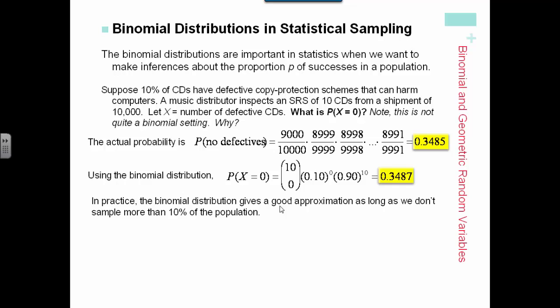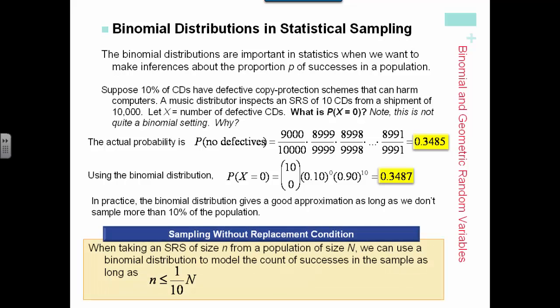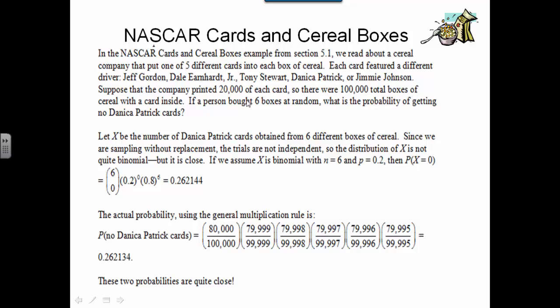In practice, the binomial distribution gives a good approximation as long as we don't sample more than 10% of the population. So, here's what we know. When taking a simple random sample from a population, we can use a binomial distribution to model success in a sample as long as n is less than or equal to 1/10 of the population size capital N. Here's another example.